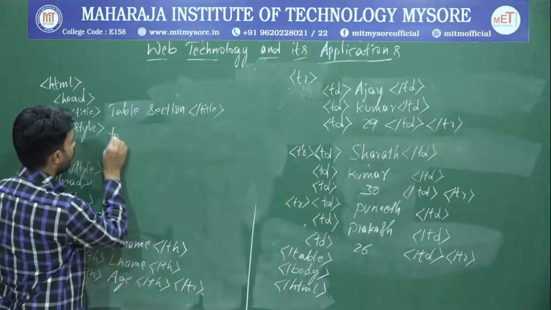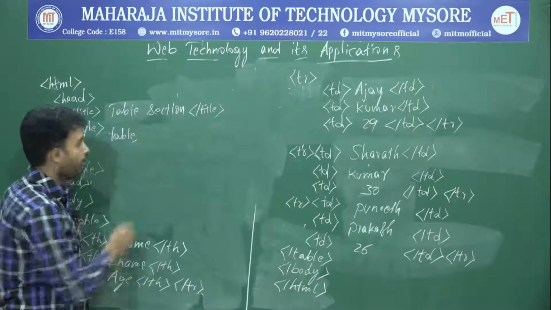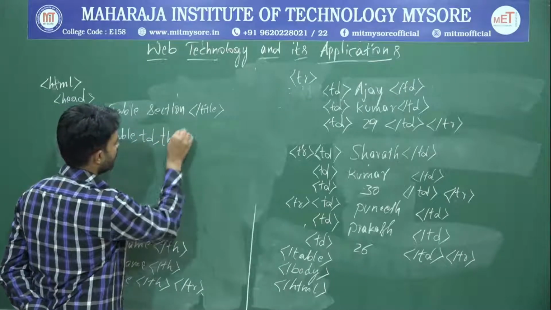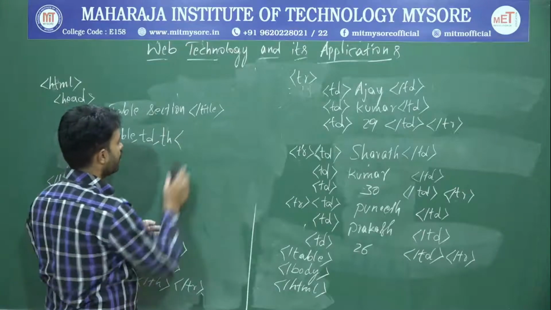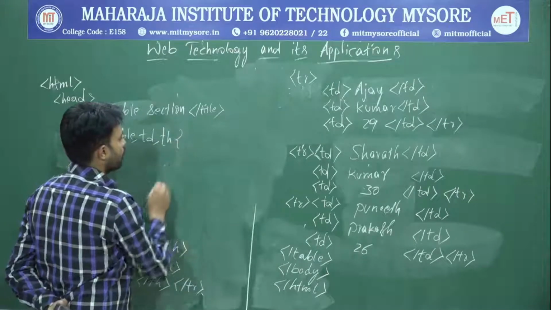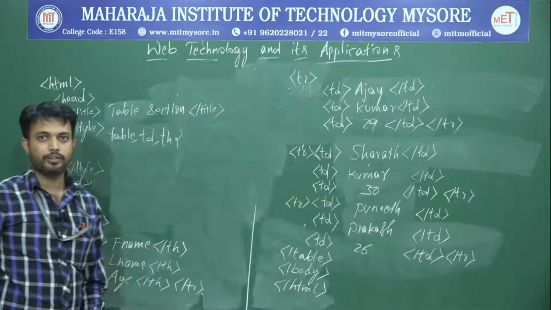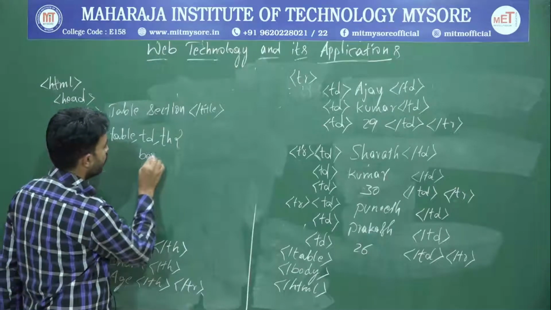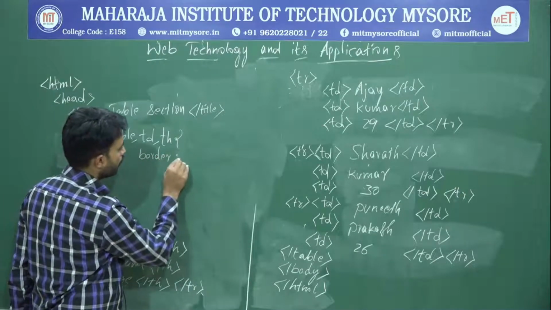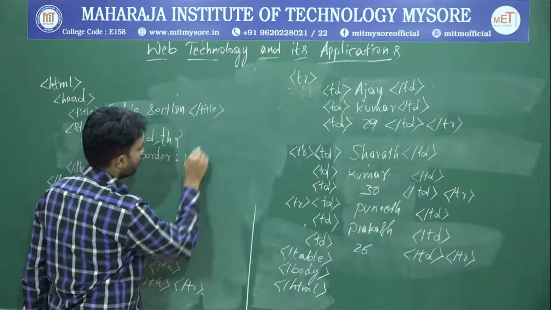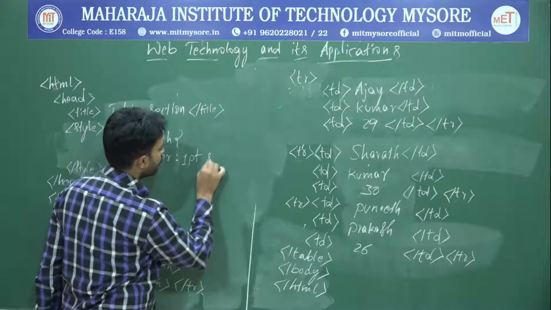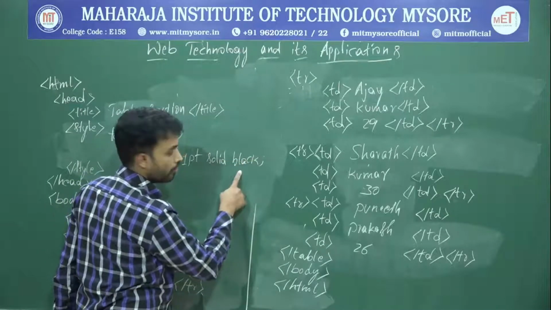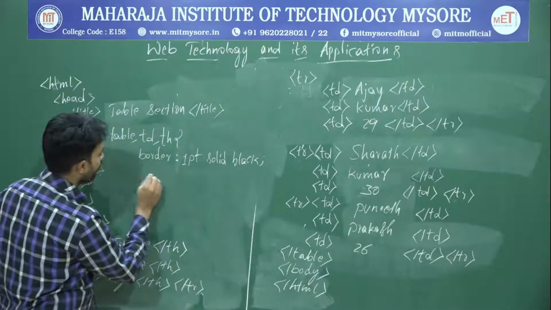So now table, comma, TD, comma, TH, open flower braces, because this is the style. For that I need to open flower braces. Under that, border colon 1 point solid black. You can change any color over here. So black.